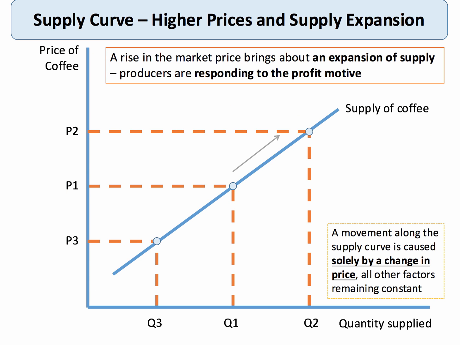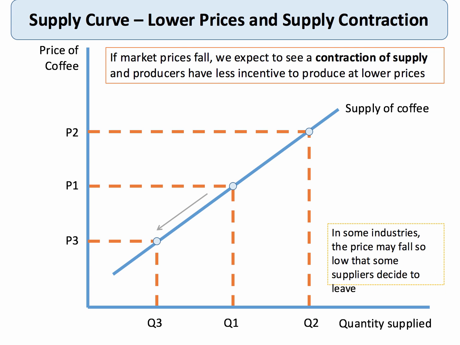So here's our basic supply curve idea, which shows the law of supply. A rise in the market price brings about an expansion of supply. And keep in mind here that a movement along the supply curve is caused only by a change in the market price. We're holding all other supply factors constant. We'll change those in a minute or two. However, if the price goes down in the market, we expect to see a contraction of supply. Producers may respond to lower prices by holding back some production.